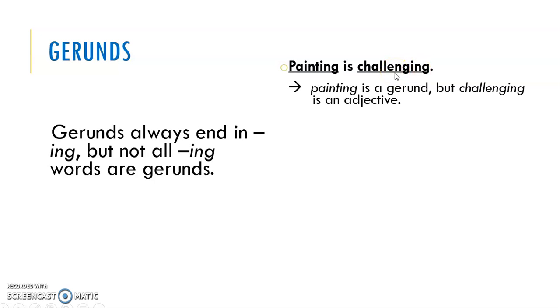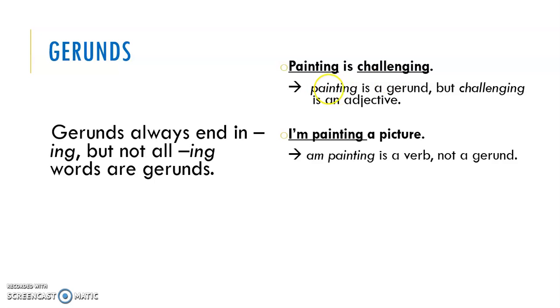Or how about this one? I'm painting a picture. Well, here, painting is a verb. It's part of that present continuous, am painting. So even though it ends in ing, it's not a gerund. One more example. Taking a painting class is interesting. Look at all those ings, but not all of these are gerunds.